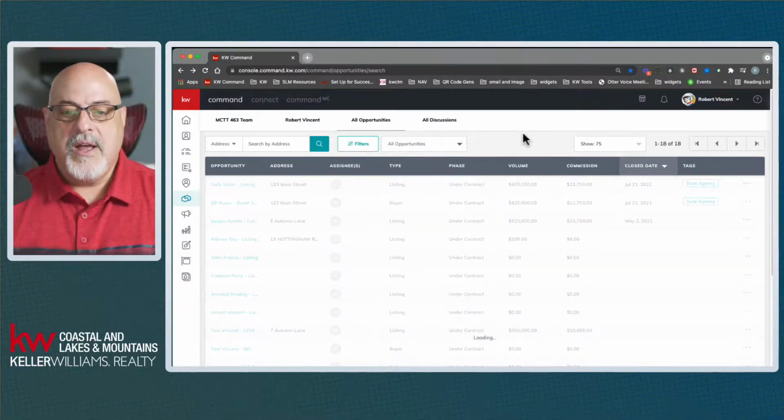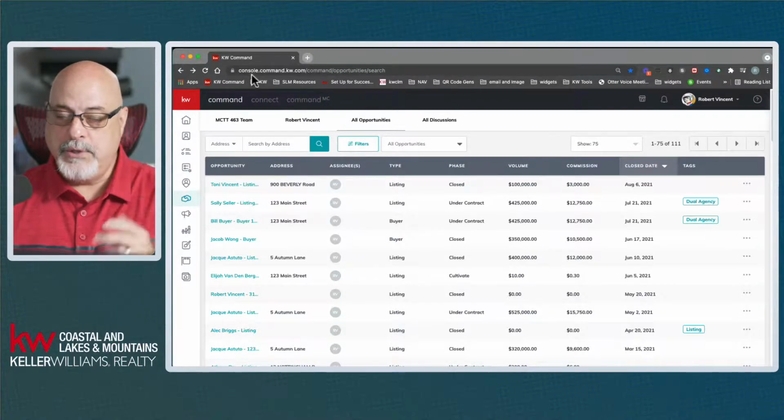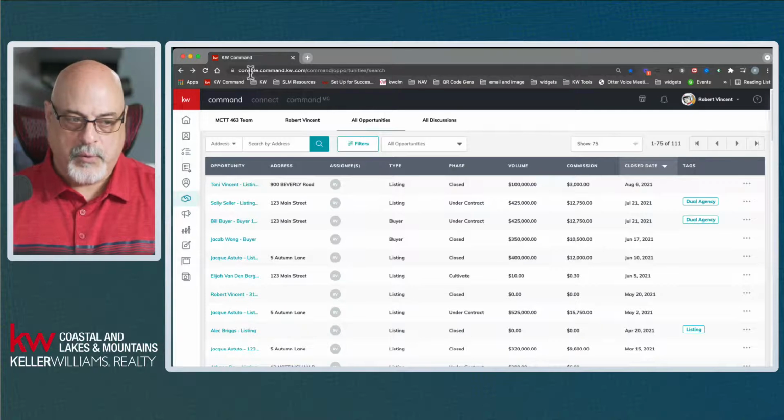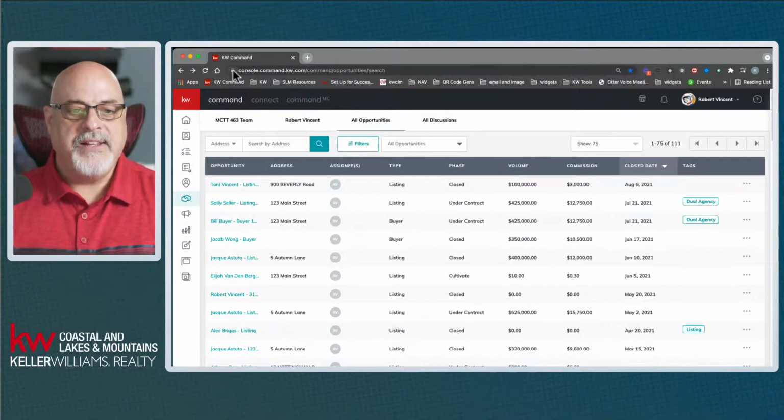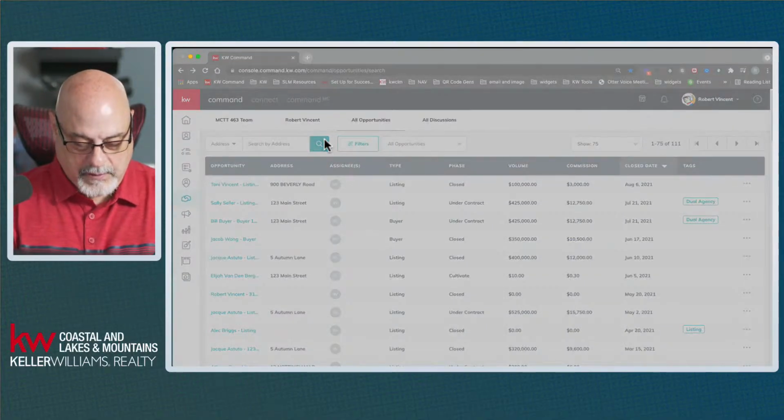All opportunities. If I want this to be my dashboard for my opportunities section, all I have to do now is take the lock icon in Chrome, which you should be using because it's the recommended browser for Command. I take that lock icon and I can drag the URL into that newly created folder. And now I have a shortcut to this page. And I can even rename this page and call it My Dashboard.